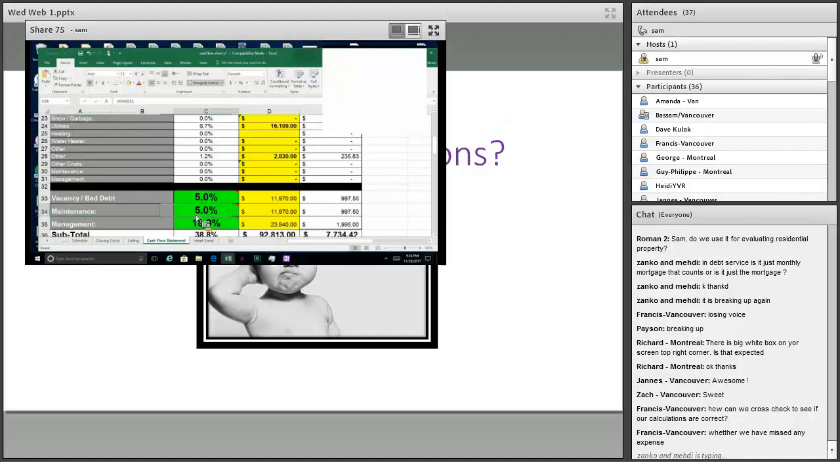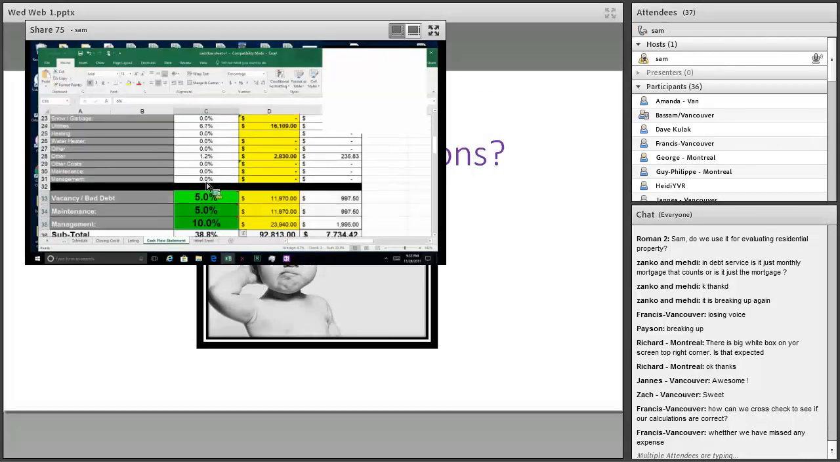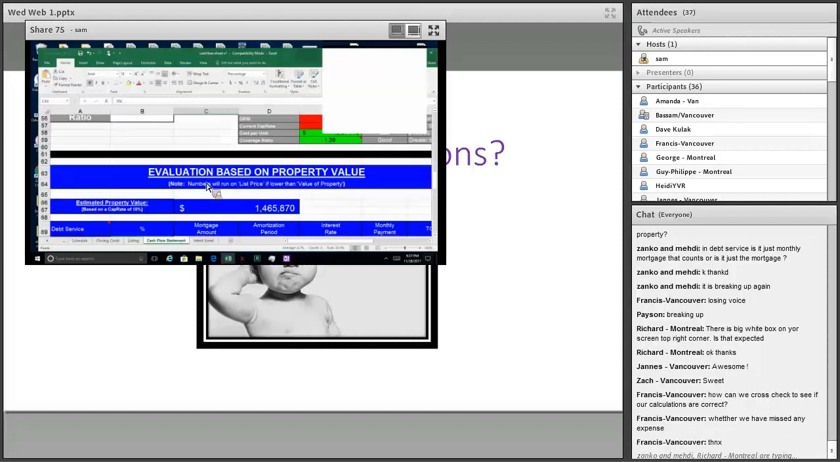Some of them will give you maintenance, but it's often missed or not counted, and vacancy they don't put in there. When you start putting these numbers in, it profoundly affects the value of the property. And if you remove these, it would make the property look that much better. So we're going to go down here. Does that answer your question?